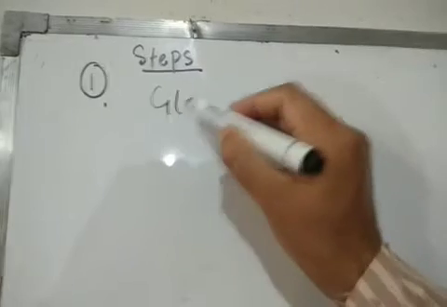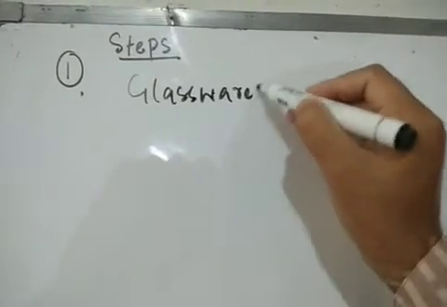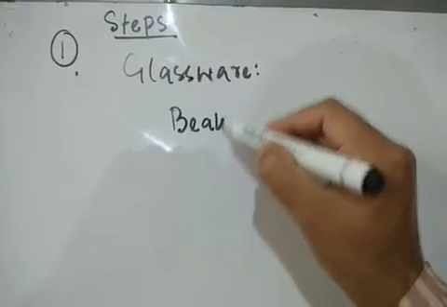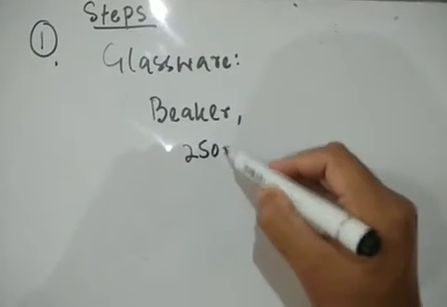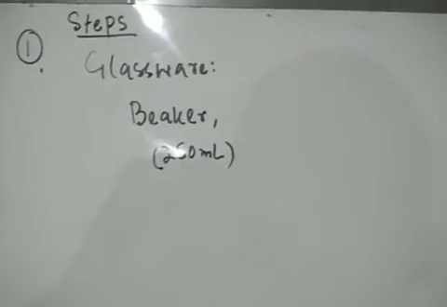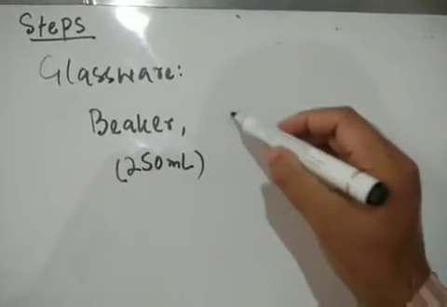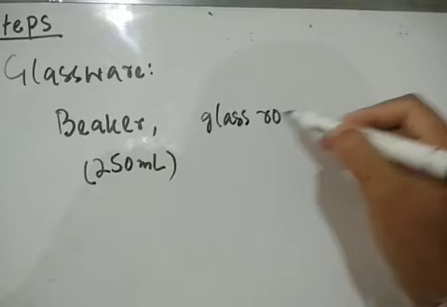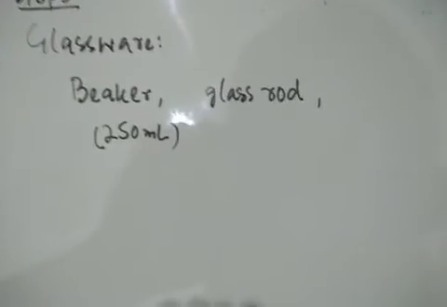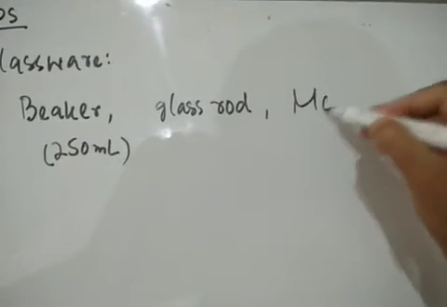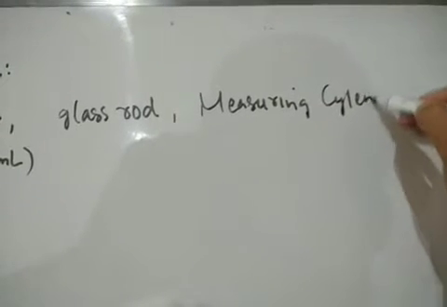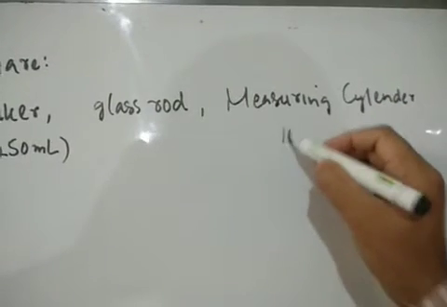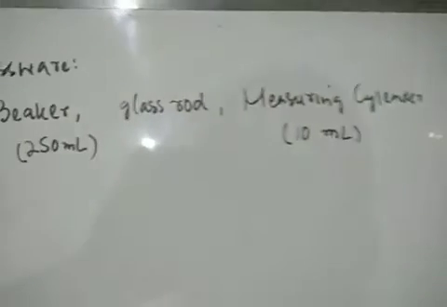We'll take glassware first. I will take a beaker, around 250 ml. Take a 250 ml beaker, or 100 ml is also workable. And then you can take a glass rod for stirring. And then you can also take a measuring cylinder, 10 ml, whatever is feasible. So let's take a 10 ml cylinder.